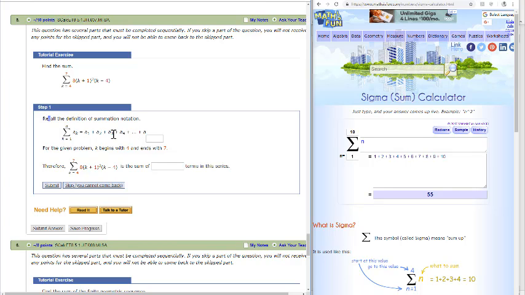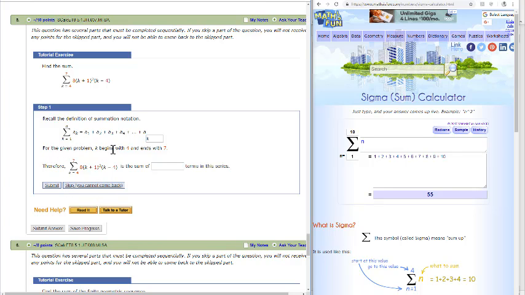So the definition of the sum notation, k goes from 1 to n of a sub k, is going to be a sub 1 plus a sub 2 plus all the way up to the kth term, whatever the kth term is. So this is a sub k.